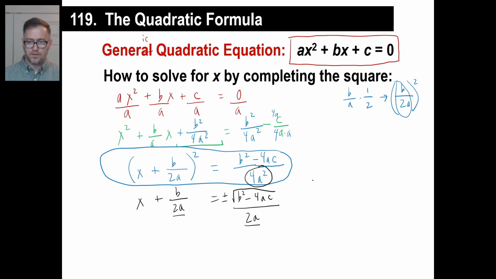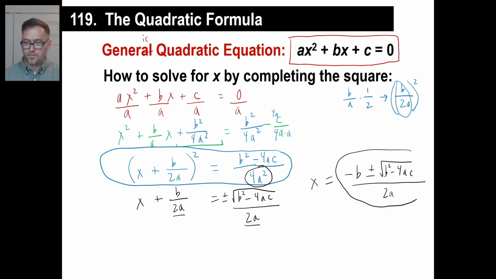So our new equation becomes x equals, and since these are the same denominators, let's put them all under one denominator. So the plus b over 2a turns into minus b, right? And that's going to be plus or minus the square root of b squared minus 4ac. All of this is over 2a. And there we go. That's how you solve for x.